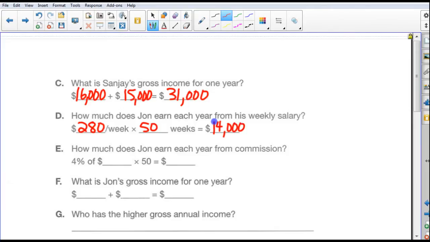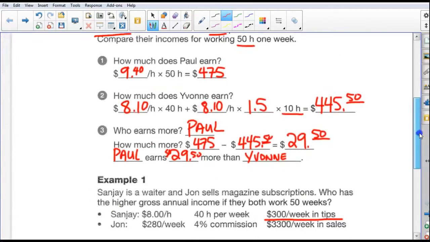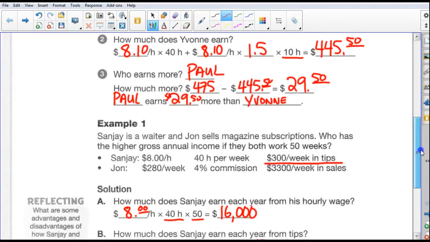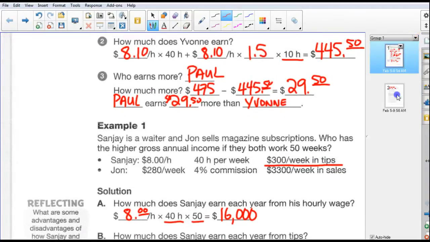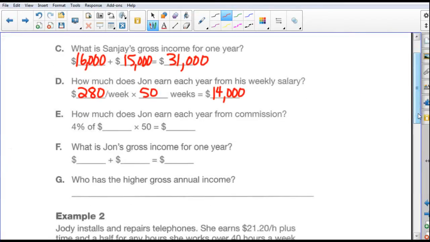That's not a lot of money, so obviously commission is important. How much does John earn each year from commission? Well, 4% of his sales, which were $3,300 per week on average. So he's making 4% of $3,300 times 50, because there's 50 weeks in the year that they're working.